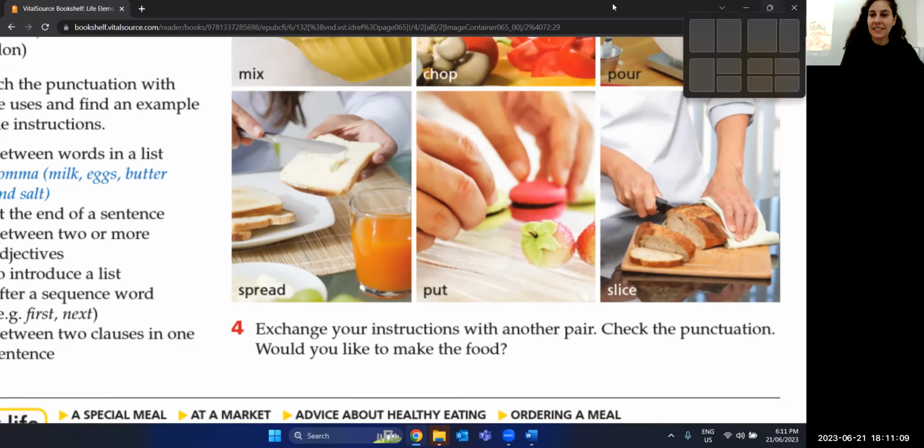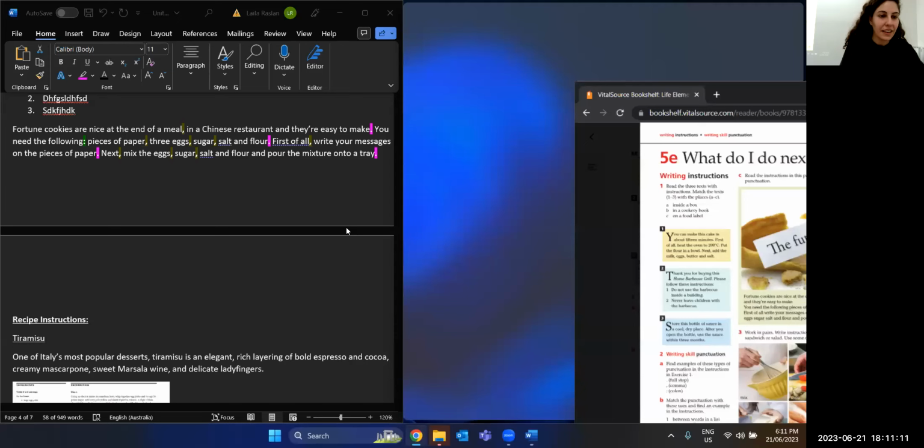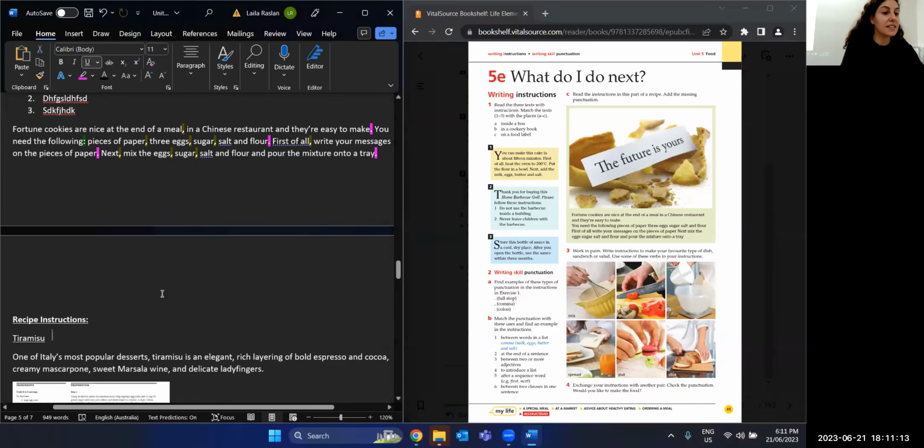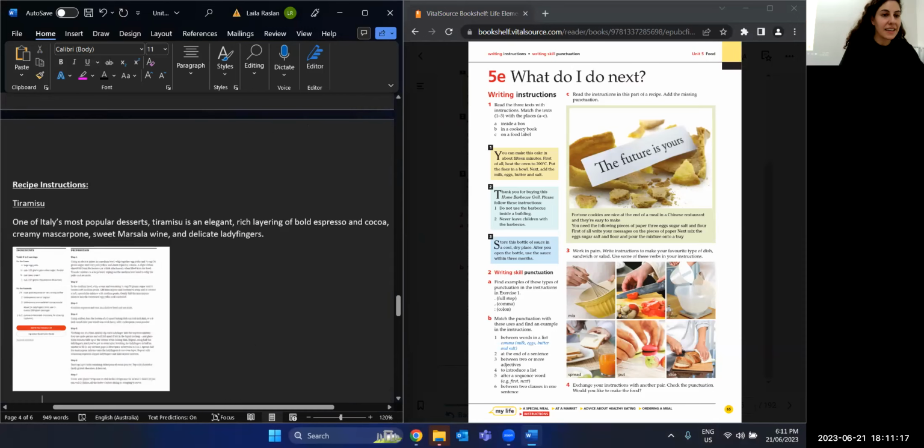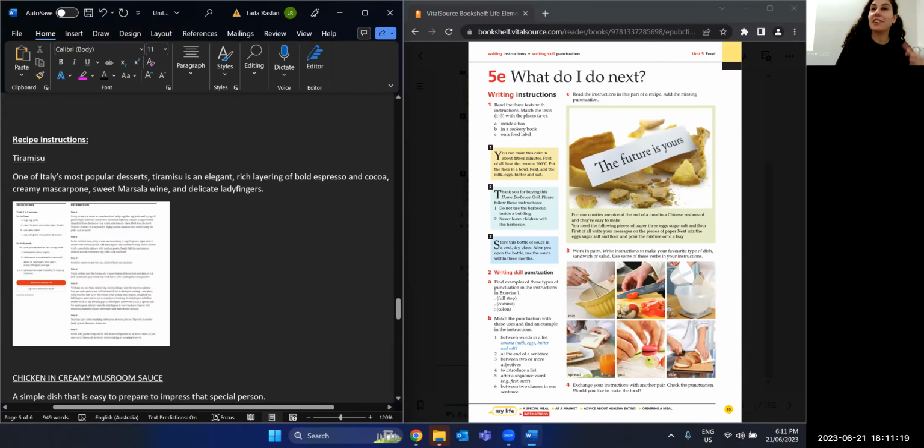But let's look at an example. So this is a recipe instructions. This is similar to what you're going to be doing in your group. So you could see it says here for a tiramisu. Does everyone know what a tiramisu is? It's a famous Italian dessert, tiramisu.